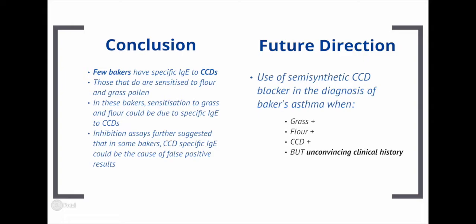So what can we conclude from all this? Well, we can say that in reality, few bakers in the UK are actually sensitised to CCDs, only around 7%, and thus the impact on serum IgE analysis in the diagnosis of baker's asthma is likely to be relatively small. However, those that are sensitised to CCD are also co-sensitised to flour and grass pollen, and in these bakers, sensitisation to grass and flour could be due to CCDs. Our inhibition assays further suggested that in some bakers, CCD-specific IgE could cause false positive results.